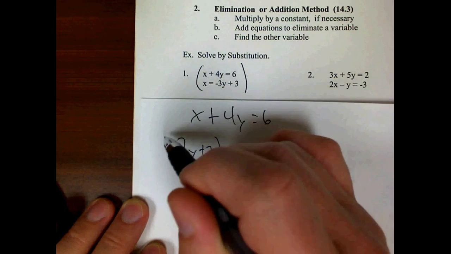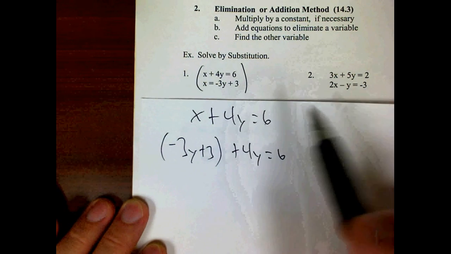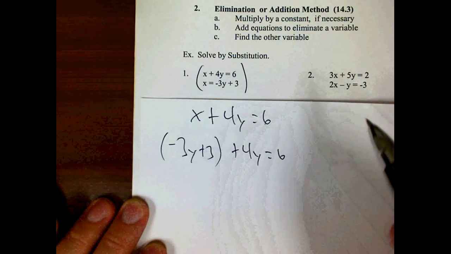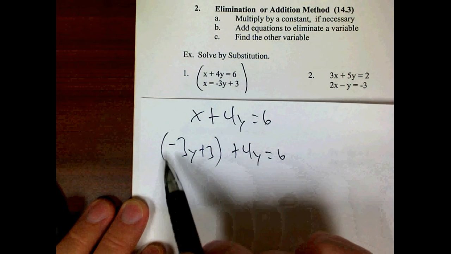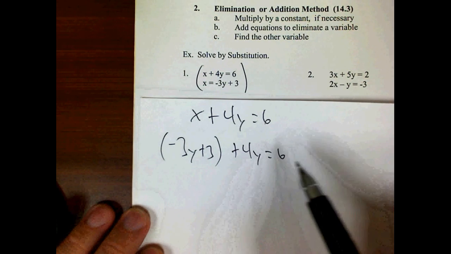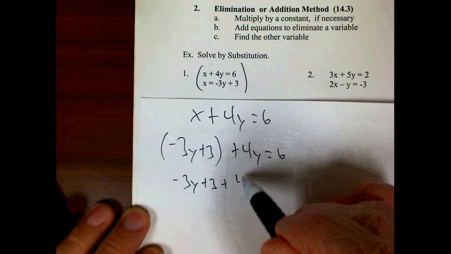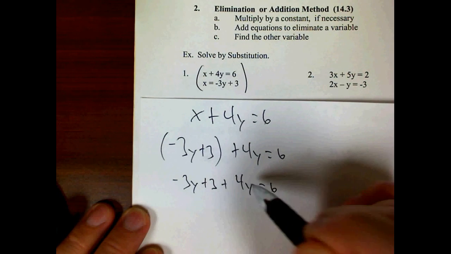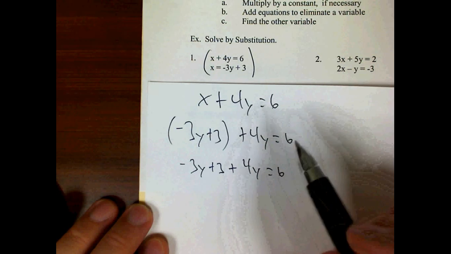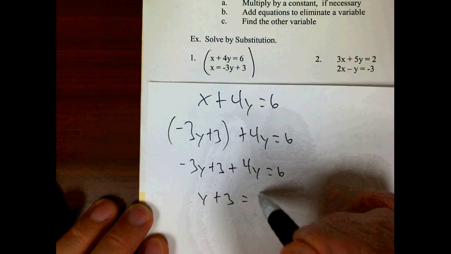I'm going to use parentheses to show you what's going on, to show you the substitution. x is now -3y plus 3. I just bring everything else down. So what I end up having is a single equation with a single variable that I can solve for y. I'm going to go ahead and rewrite it without the parentheses just to show you. Just a standard linear equation. Going to combine like terms on the left side. -3y plus 4y is 1y, or just plain y. Going to bring down everything else.